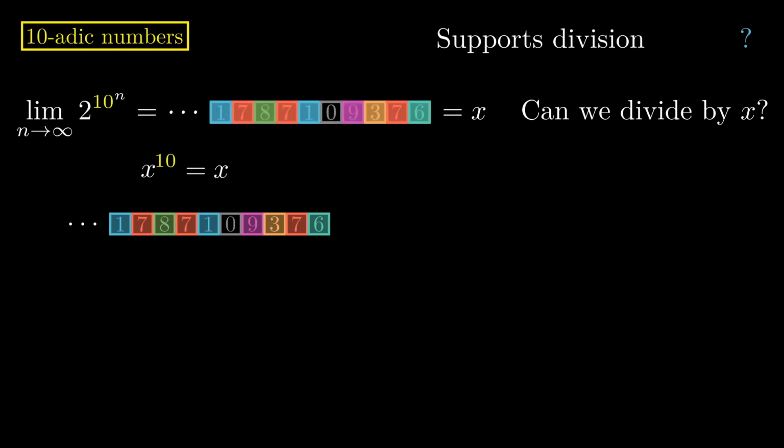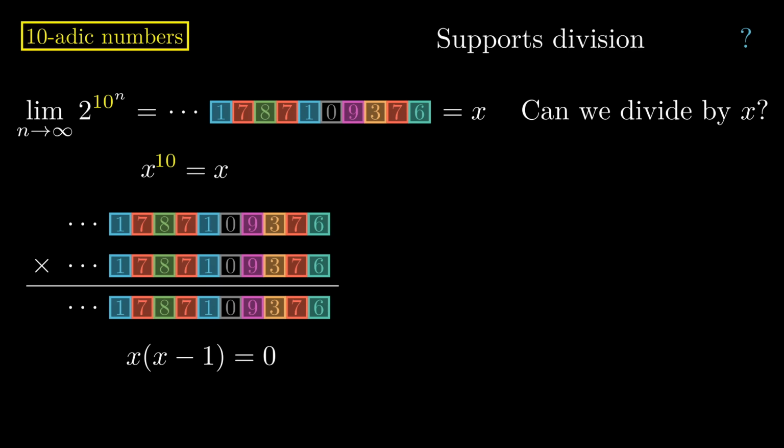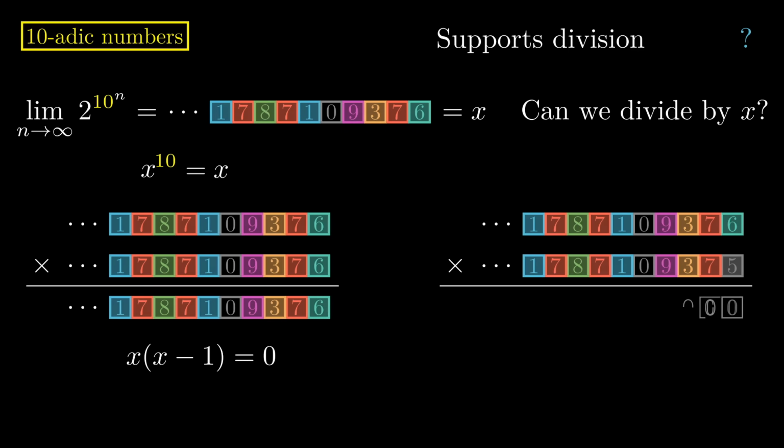Here's the first multiplication, x times x. Wait, what? We got x back already. Well, it turns out that x squared actually equals x in addition to x to the 10th equaling x. But this has some consequences, because it means that x times x minus 1 is 0. And neither x nor x minus 1 is 0.